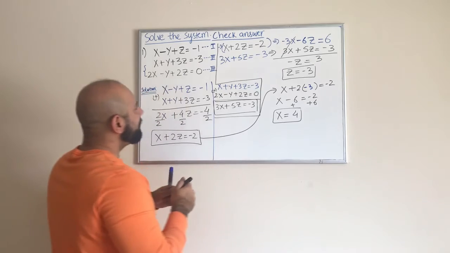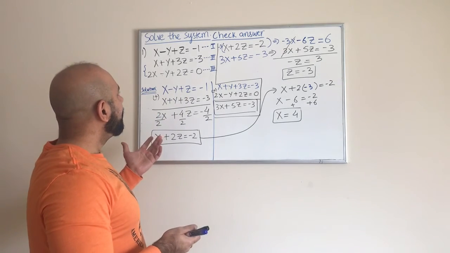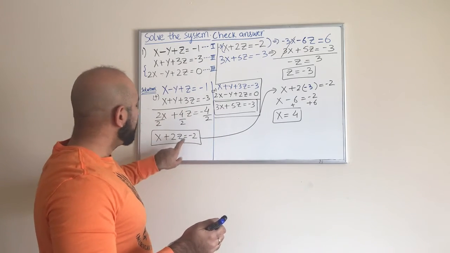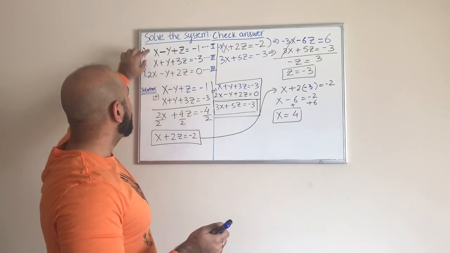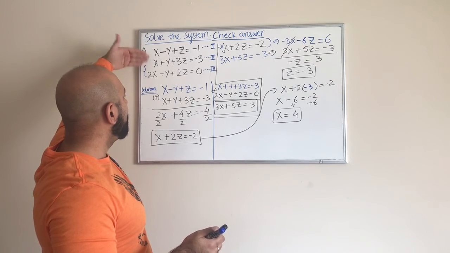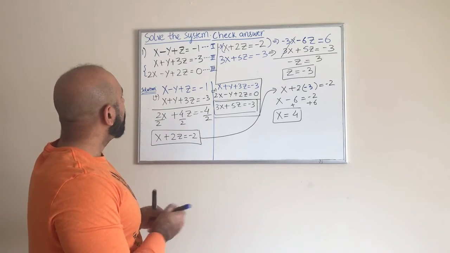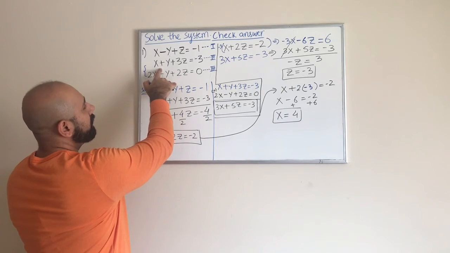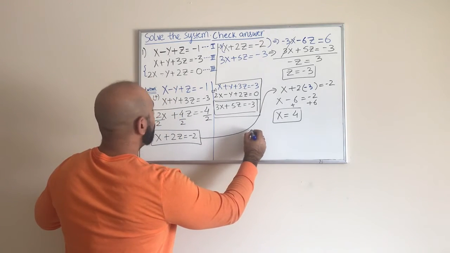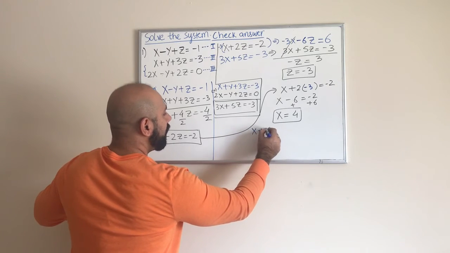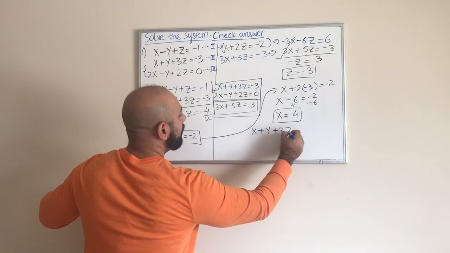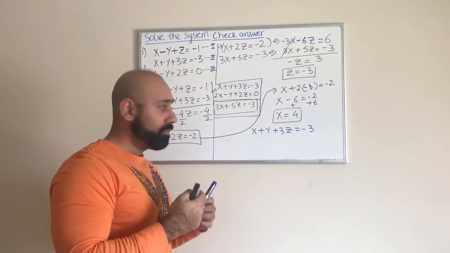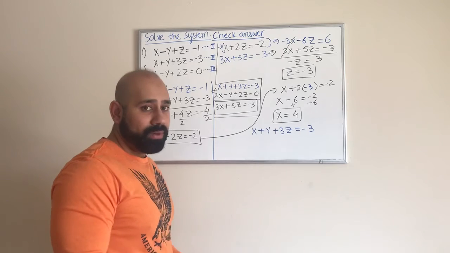I have my x, I have my z, and now we want to find the value for y. To find the value for y, we cannot use this or this because these only have an x and z, so we want to go back to any of these first three equations right here. It's up to you which one you want to choose. Here, let us choose number 2. For number 2, I have x plus y plus 3z equals negative 3, and I'm going to substitute carefully my values for x and z, and then I'm going to find my y.